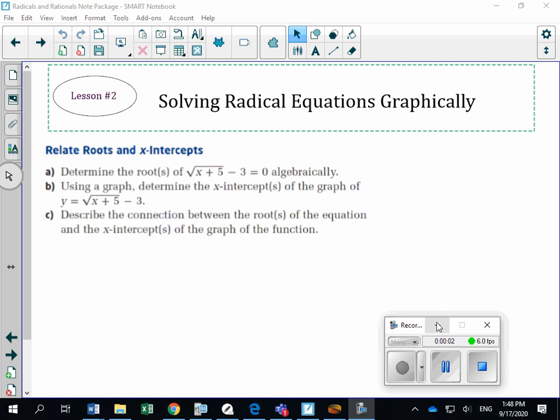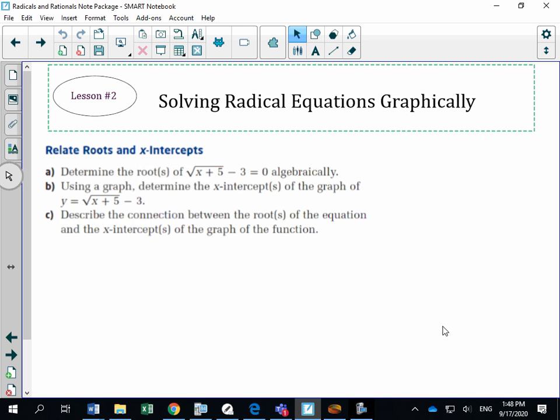Good morning, Math 30s. We are continuing on with our study of radicals and rationals, and we are moving on to lesson 2, which is in your note package, and lesson 2 is on solving radical equations graphically.